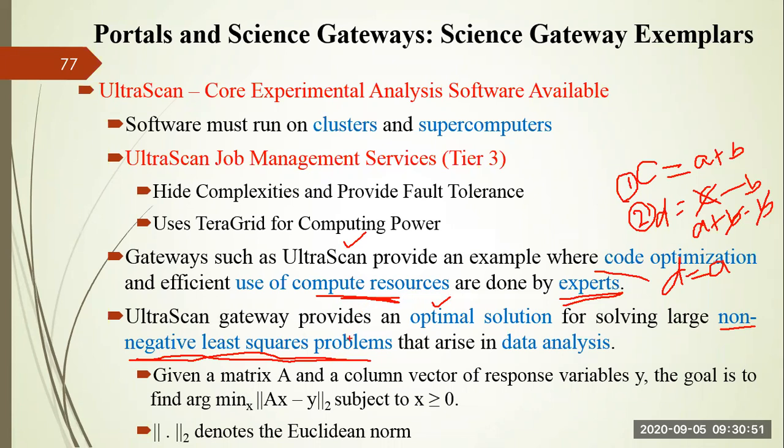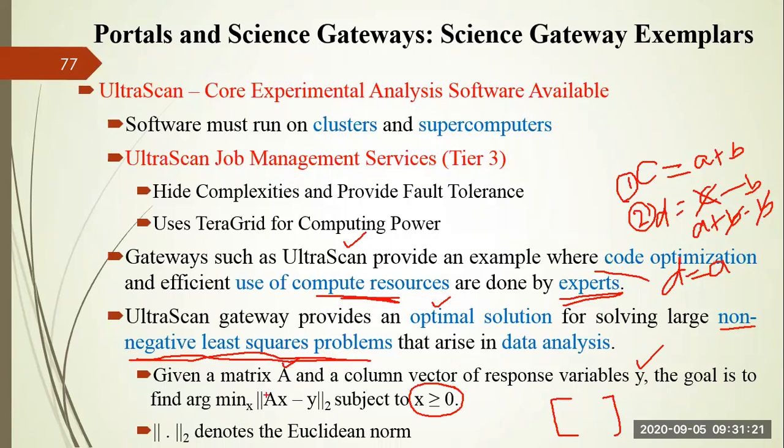If you see this particular problem, a matrix A is given. A matrix is nothing but rows and columns arranged in an order. Matrix A, and a column vector of response variable y, right? The goal is to find argmin over x of ||Ax - y||, subject to x ≥ 0. So x should be a non-negative number; a non-negative number you have to find.